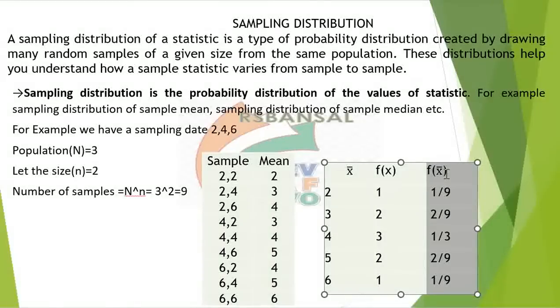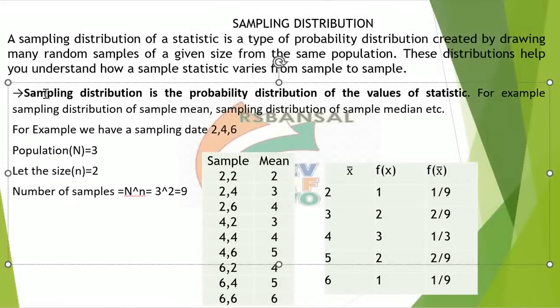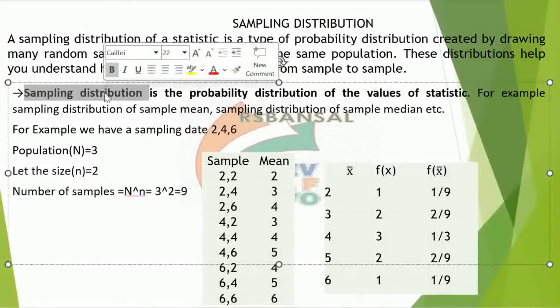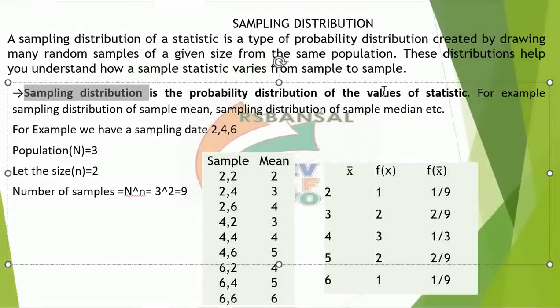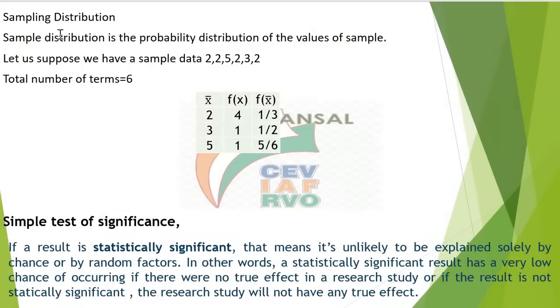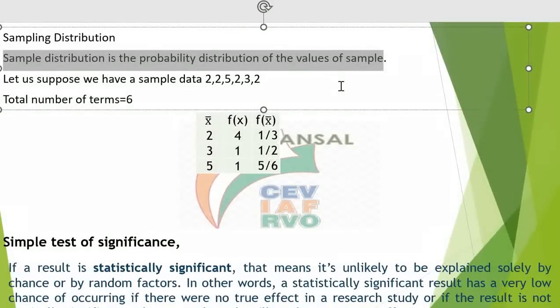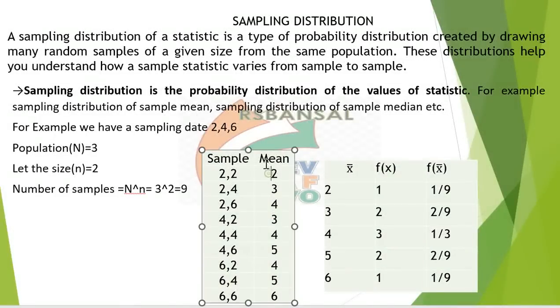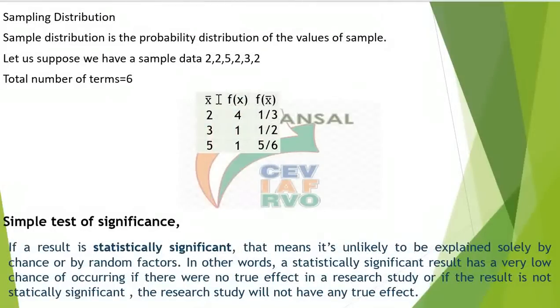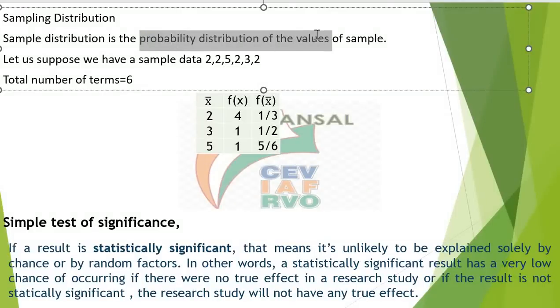So this is the sampling distribution. See here, there are two things. One is sampling distribution, in which you will be taking values of a statistic. Another thing is sample distribution. Sample distribution is the probability distribution of the values of the sample. See here, in sampling we are taking a statistic, let us suppose we find the mean. But here you have to simply find the probability distribution of the values of the sample.